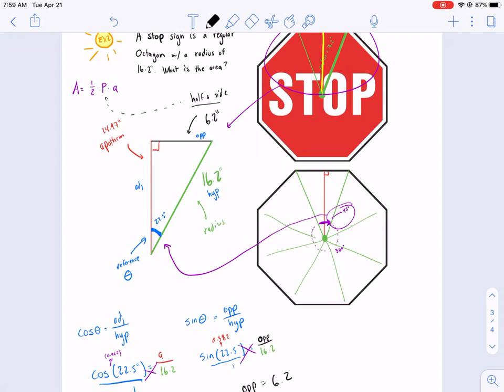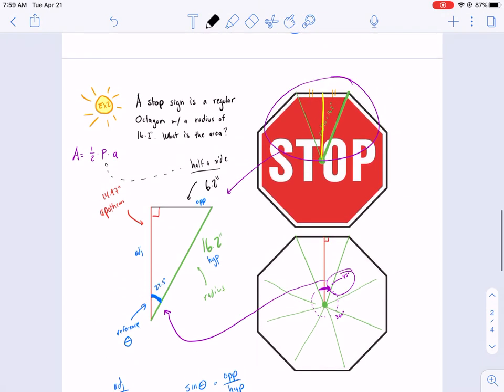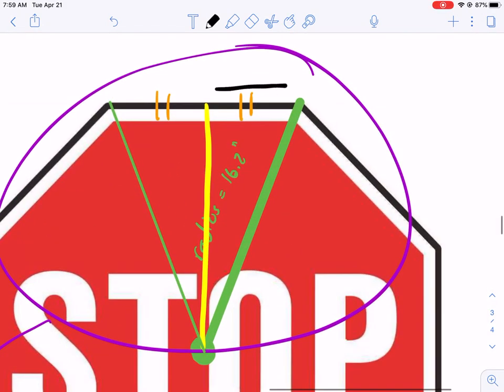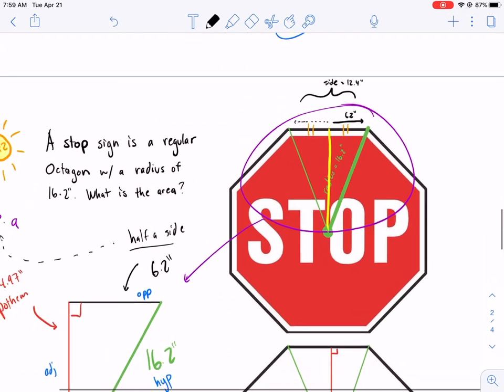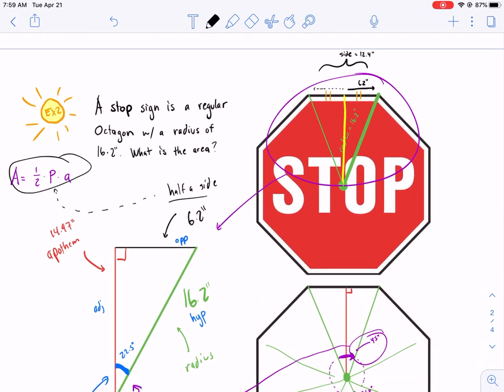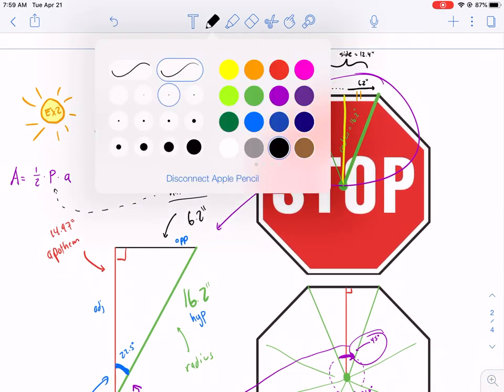I'm almost done. So 6.2 inches is this distance here, so I need to double it to find the whole side. The side equals 6.2 times 2, which is going to give me 12.4 inches. Now I have everything ready for my formula. So let's plug it in.